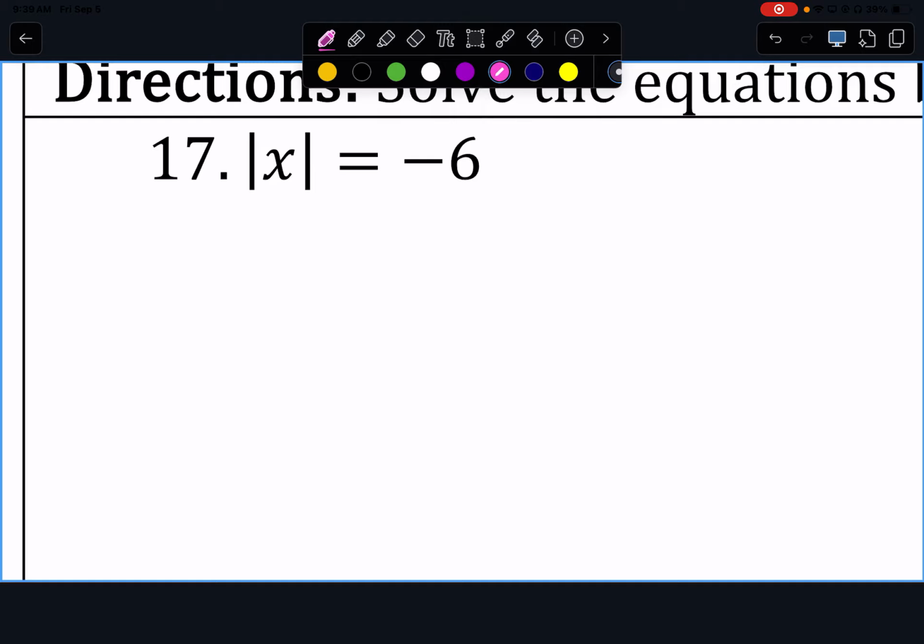If I said the absolute value of 6 equals negative 6, can I do that? Will my absolute value ever be negative? No. So what do you think that means for this problem? You can't solve it. You can't solve it, so that means there is no solution.